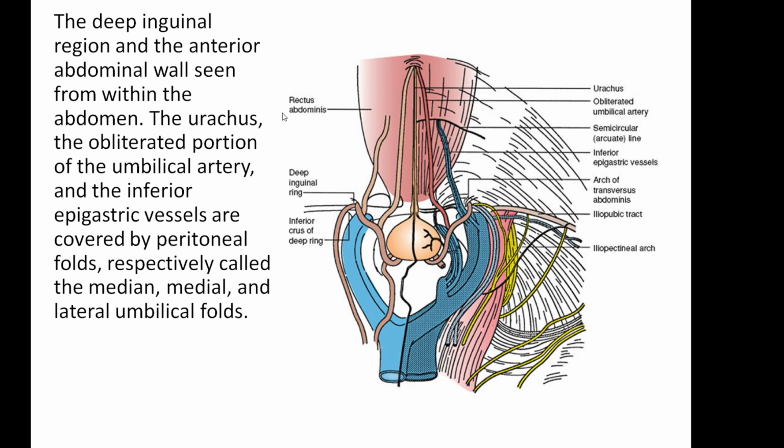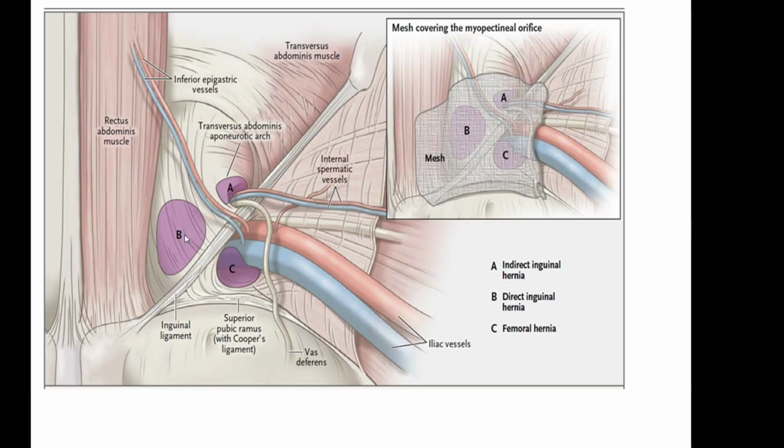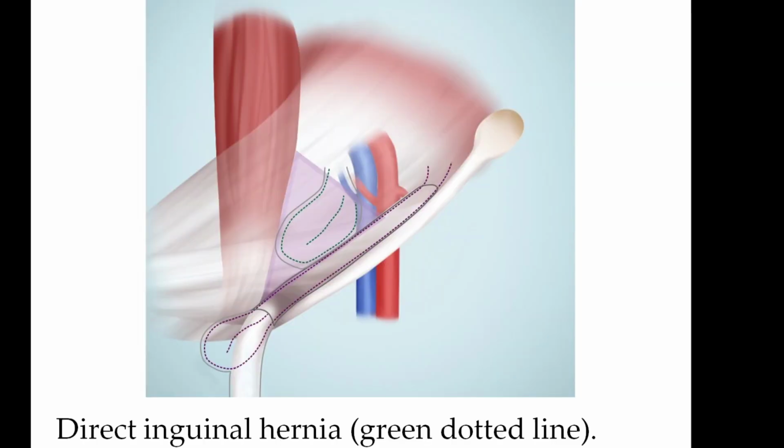So, the deep inguinal region and the anterior abdominal wall seen from within the abdomen. The urachus, the obliterated portion of the umbilical artery, and the inferior epigastric vessels are covered by peritoneal folds, respectively called the median, medial, and lateral umbilical folds. And the scheme: direct inguinal hernia, green dotted line, and indirect inguinal hernia, purple dotted line.